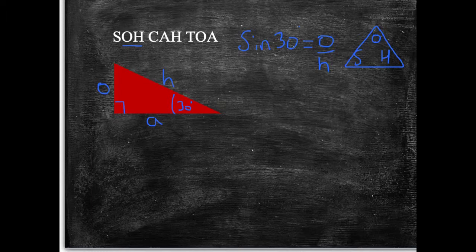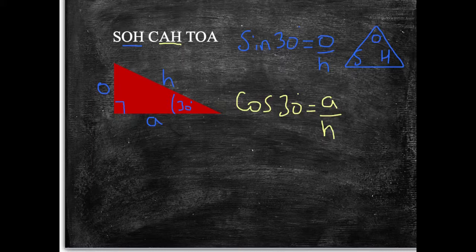Let's see if we can do the same with the next bunch of letters. Next we've got CAH, so SOH-CAH. That has an A and an H in it, and this stands for cos, or cosine 30 degrees equals, can you guess? Adjacent over hypotenuse. Again, the adjacent is the side over here. Here's your adjacent, here's your hypotenuse. The triangle that we're going to draw out is going to look like this. Cos is adjacent over hypotenuse.